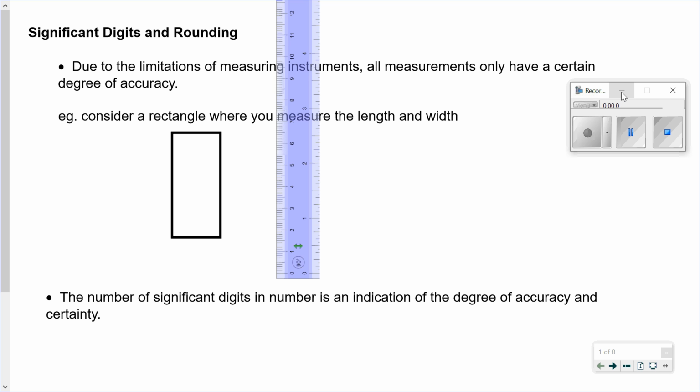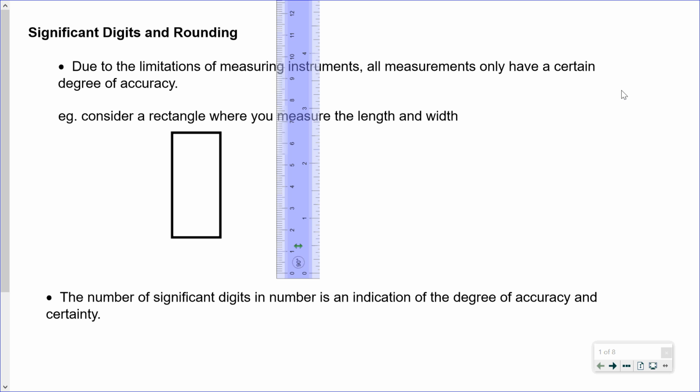Hello everyone. This lesson is going to be on significant digits and rounding, and I'll follow this up with another lesson which will be on unit conversions or dimensional analysis and scientific notation. So what significant digits has to do with is the accuracy with which we can take a measurement and the number of digits we can actually record.